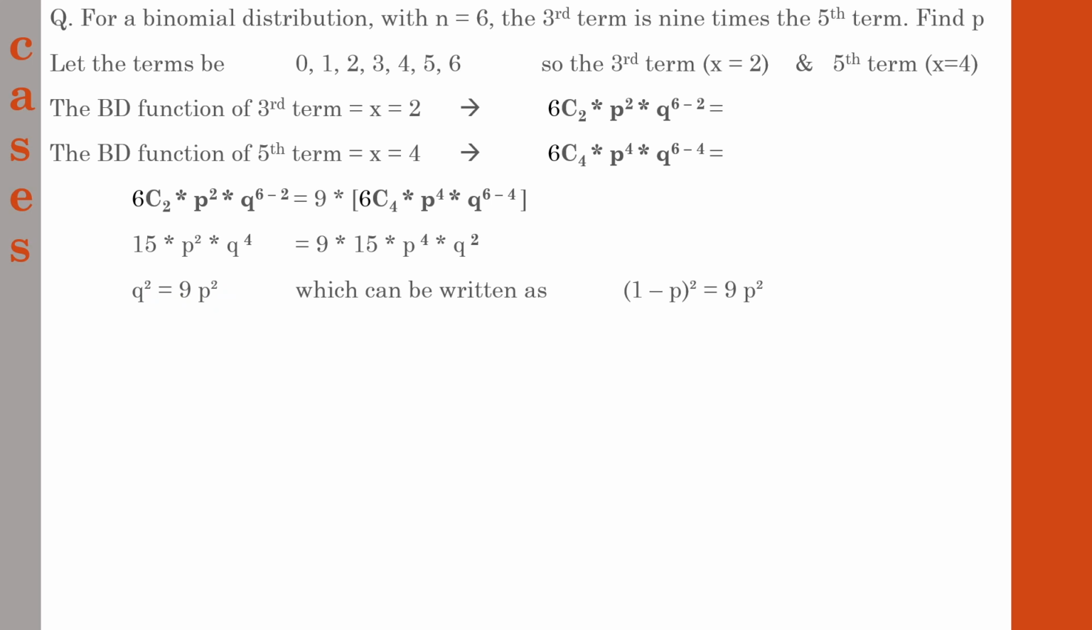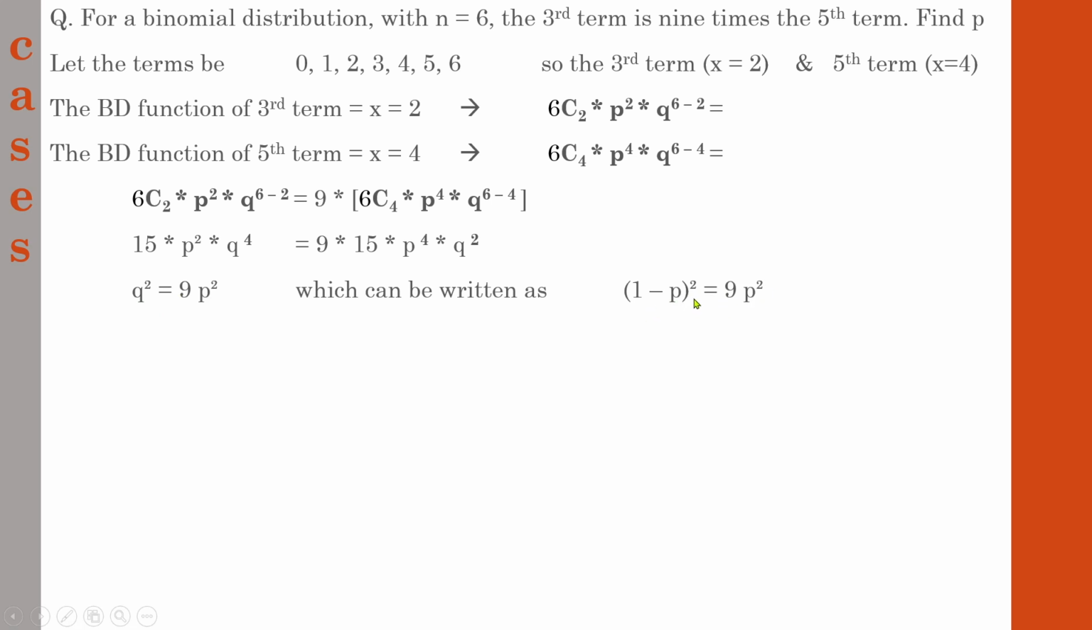Now what you have to do is like this. We know that Q is equal to 1 minus P. So instead of Q raised to 2 I will write (1 minus P) raised to 2. I did that step in order to make both sides the same variable. Here it is Q, here it is P. If I do like this I will get P on both sides. So (1 minus P) raised to 2 equal to 9P2.